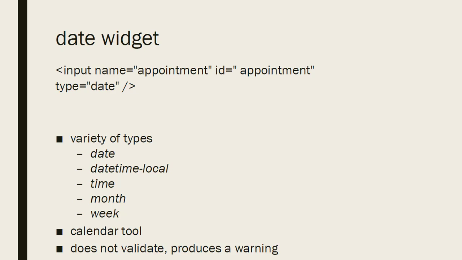In this section, we learned about some more widgets and controls to add to a form. The first one was the date widget, and we learned that there are a lot of different types that you can use for date widgets, and that they produce a calendar or a time, sometimes a spinner control to change the numbers. And by the way, it does not validate. If you're doing HTML validate, it'll produce a warning because it's relatively new, and depending on which browser you're using, it may not be supported.